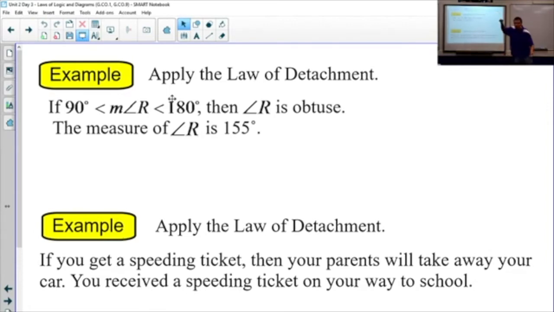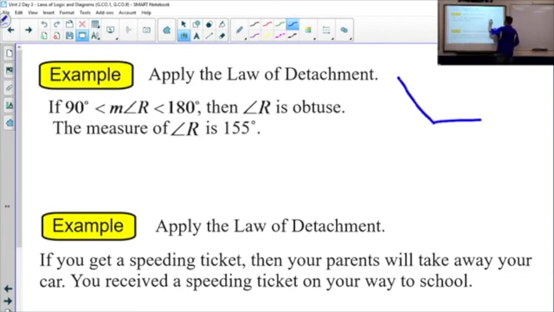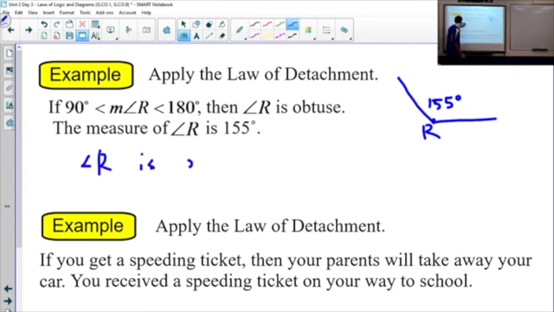Now we're going to zoom in specifically to say the measure of angle R is 155 degrees. So now instead of talking about generally angles between 90 and 180, I'm talking about some specific angle R here that we know is 155 degrees. And so what conclusion can we make? Well, we can make the conclusion that angle R is obtuse. How do we know that? Because the angle is between 90 and 180.